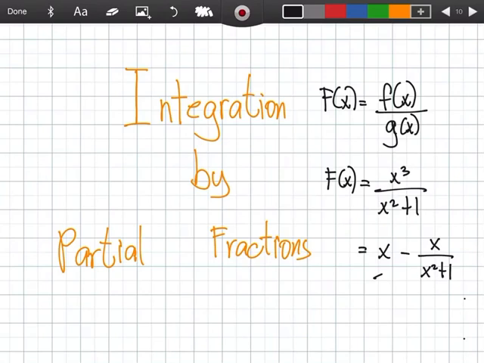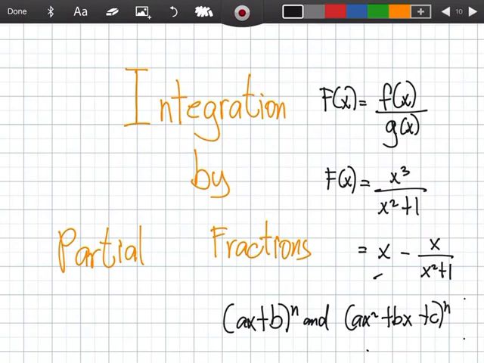Those simpler fractions are called partial fractions, whose denominators are of the form ax plus b raised to n and ax squared plus bx plus c raised to n, with n being a positive integer. So there are 4 cases, depending upon the nature of the factors of the denominator.